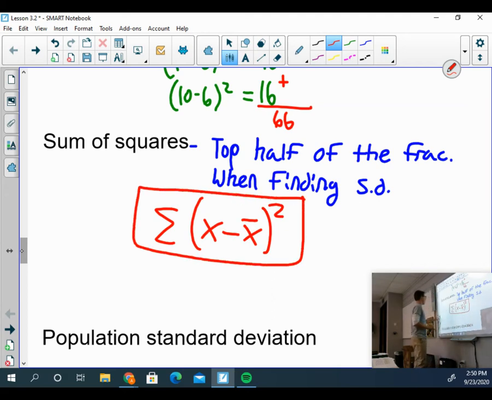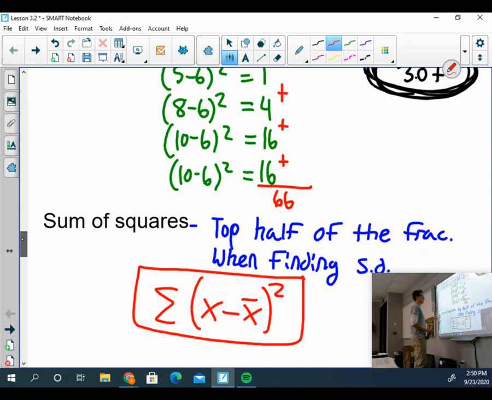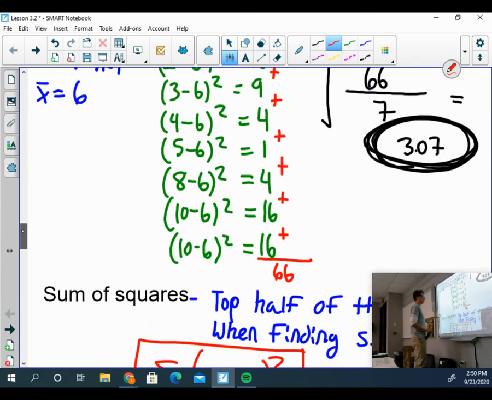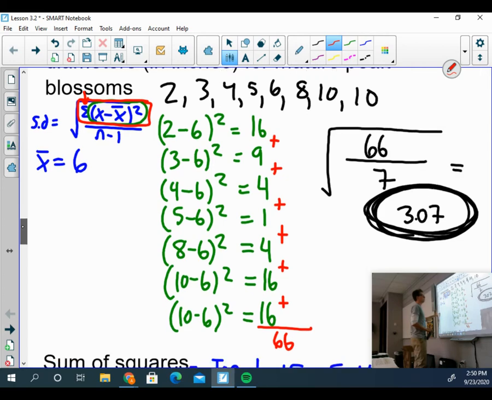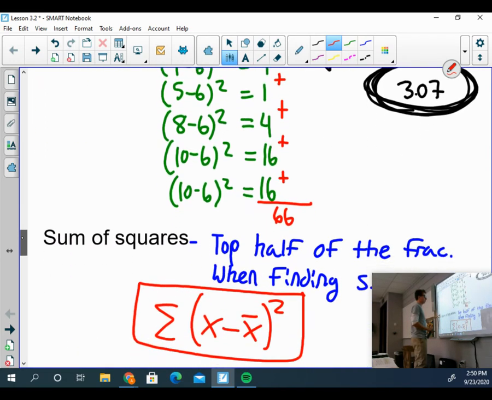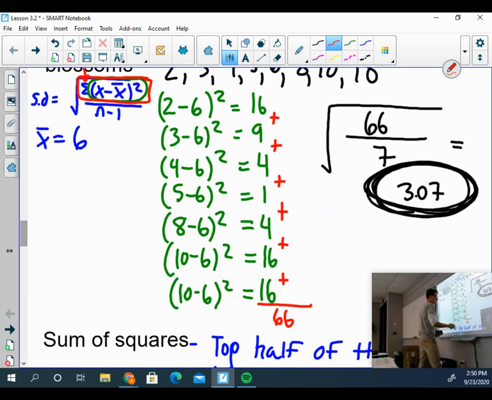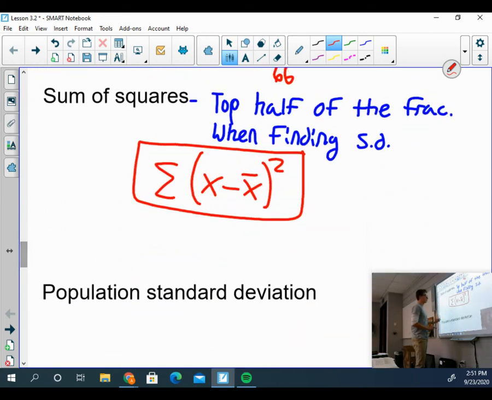It's used in other statistical measures. We won't use it autonomously in this class by itself. We'll only use it as part of the standard deviation formula. In the problem we did, 66 would be our sum of squares. Okay, you can see it right up here. Sum of squares. All right, so you've now learned how to calculate standard deviation.